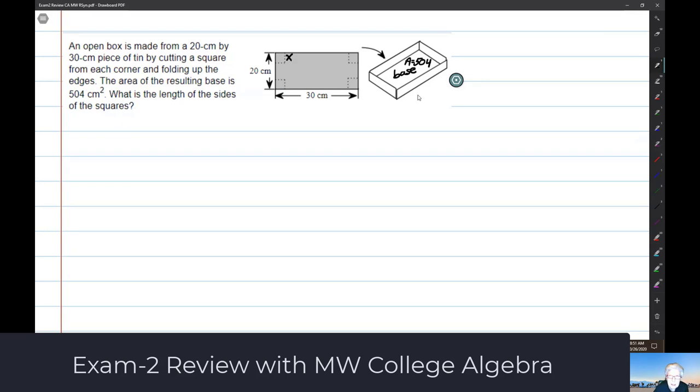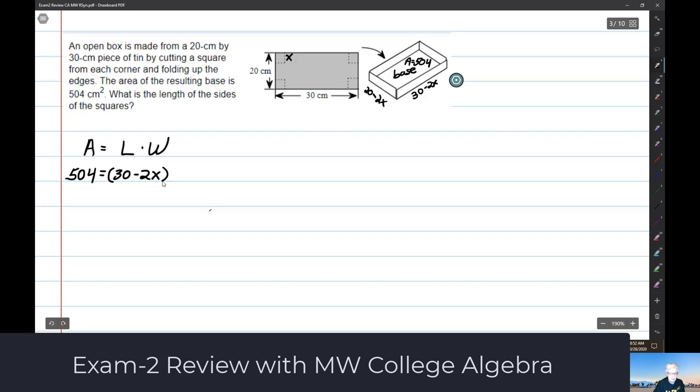Now, after we've cut out the squares, the length is going to be 30 minus 2x. And the width is going to be 20 minus 2x. And so since the area of a rectangle, and this is a rectangle, equals the length times the width, this is what we do. We say 504 equals 30 minus 2x times 20 minus 2x.